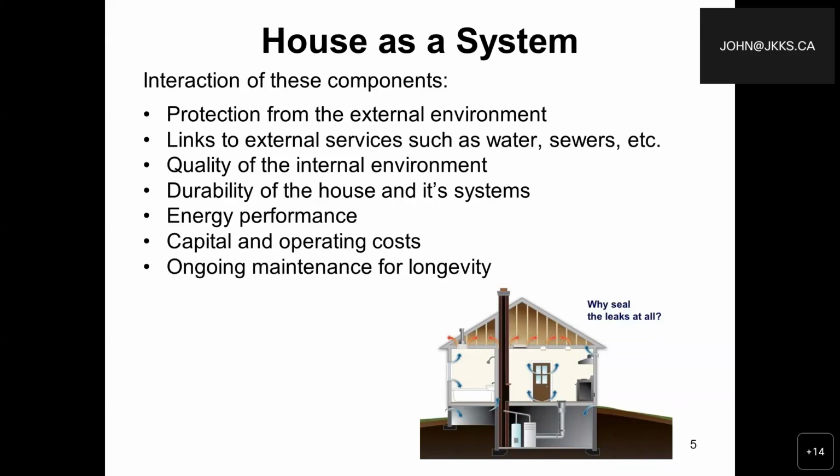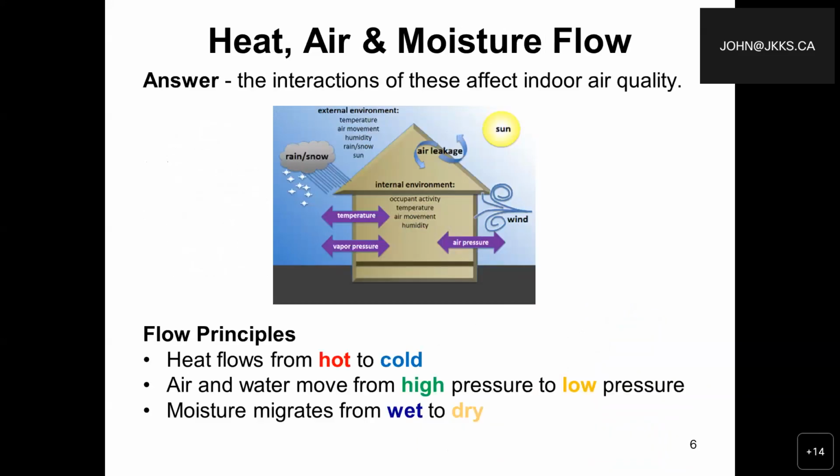We also need to look at it through kind of an analogy, or maybe through the view of, really, are we creating the house to be a bag where moisture gets trapped in it? How do we get the moisture out of it so we don't have these issues and problems? Well, I mentioned that we were also going to talk about heat, air, and moisture flow. The answer to how we get rid of air leakage and what some of the issues are: the interaction of these affects the indoor air quality.